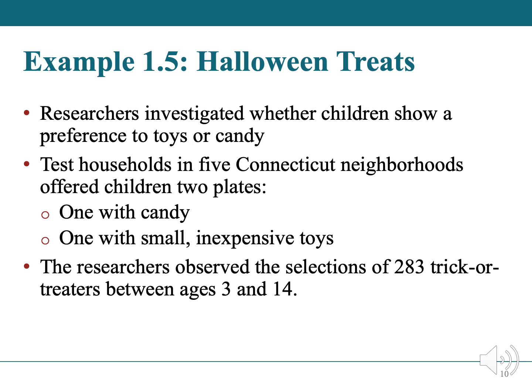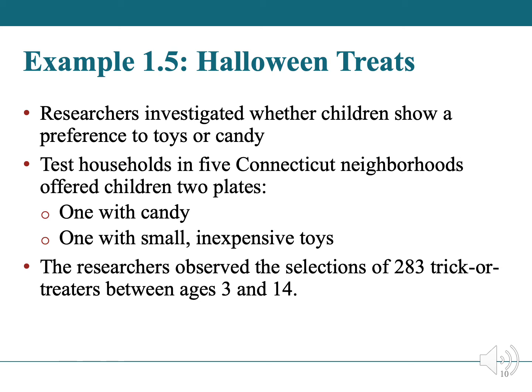Okay, so let's go through an example. And this is a fairly simple example, so we should be able to see some results without spending too much time on the details of this. So here's a researcher looking at whether children show a preference for toys or candy when they go trick-or-treating. And so they tested 5 Connecticut neighborhoods, and they offered them 2 plates, one with candy, one with a small toy. And so the researchers ultimately observed the selections of 283 trick-or-treaters between 3 and 14.